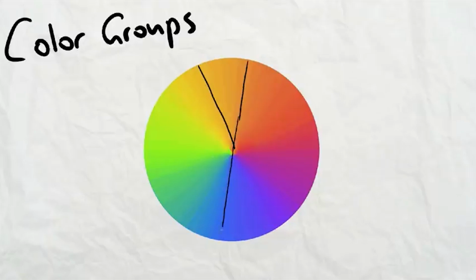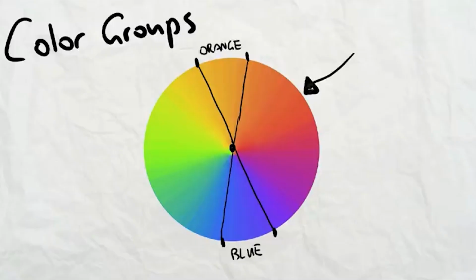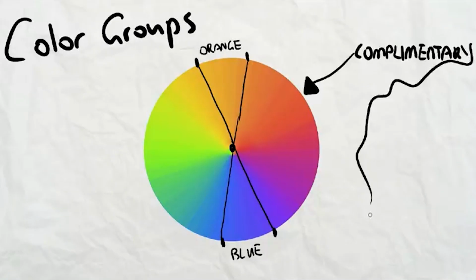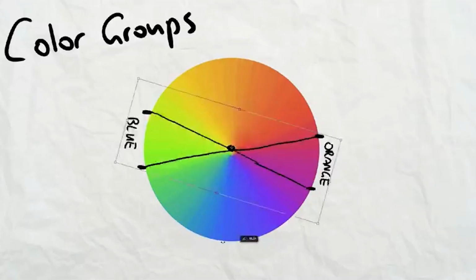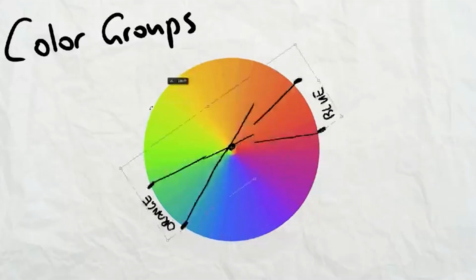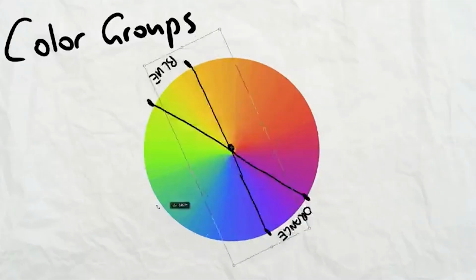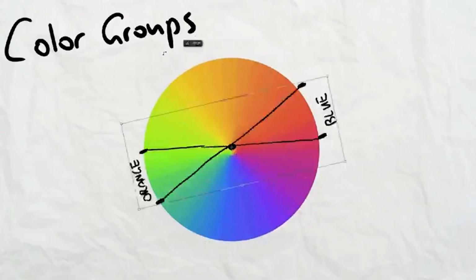Next is complementary. You'll probably hear this a lot in art and design, and this is basically colors that are opposite each other in the color wheel. You've probably seen a lot of movie posters love to use the colors orange and blue. They're complementary colors. They work really well together. Same with green and red and yellow and purple. So basically, it doesn't matter what the colors are. They just need to be opposite each other in the color wheel, and they are complementary colors.